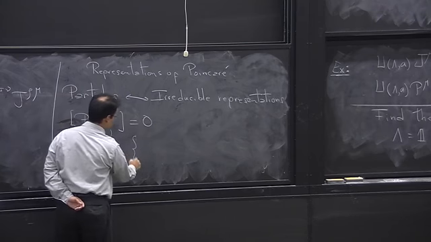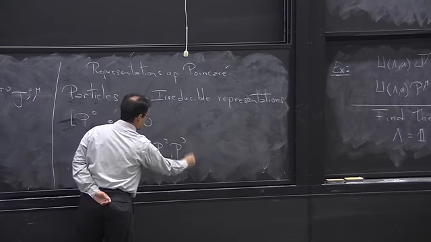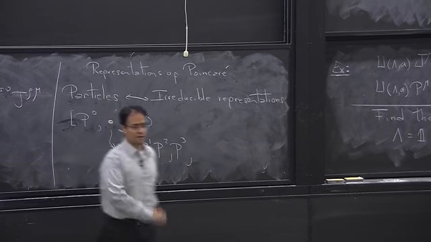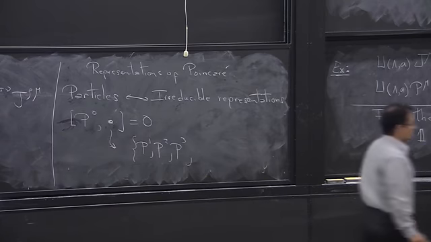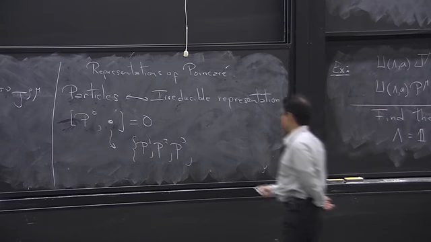P1, P2, P3. Very good. P1, P2, and P3. Anybody else? Are there any J's that commute with P0? The spatial ones? 1, 2. The spatial ones? Excellent, yes.